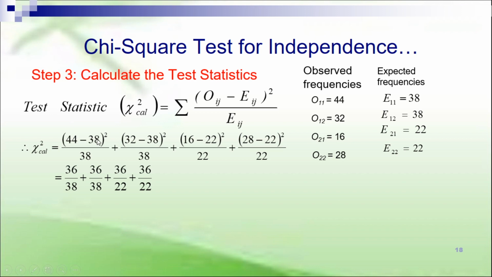Here 44 minus 38 is equal to 6. 6 to the power 2 is 36, divided by 38. 32 minus 38 is minus 6, minus 6 to the power 2 is 36 over 38. 16 minus 22 is minus 6, 6 to the power 2, 36 over 22. 28 minus 22, again this difference equals 6, 6 to the power 2, 36 over 22. Then you can simplify these values. The final answer, the chi-squared calculated value, equals 5.166.